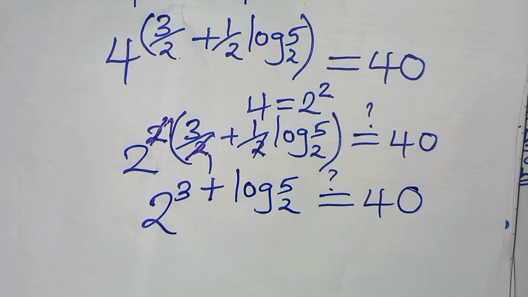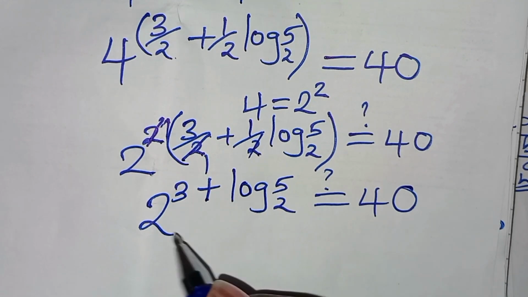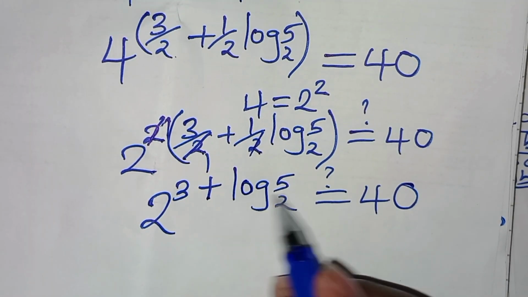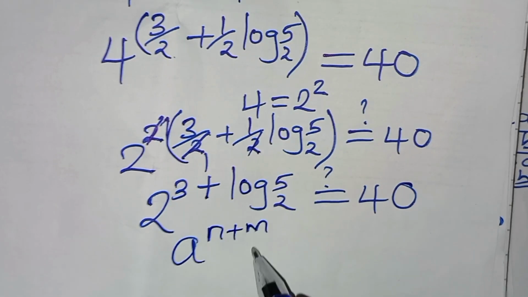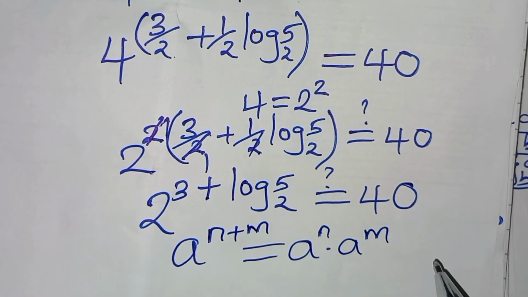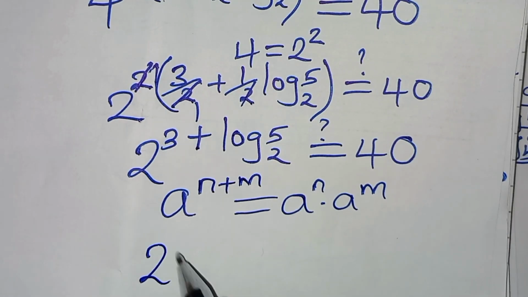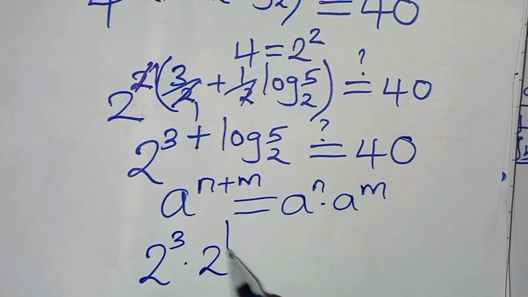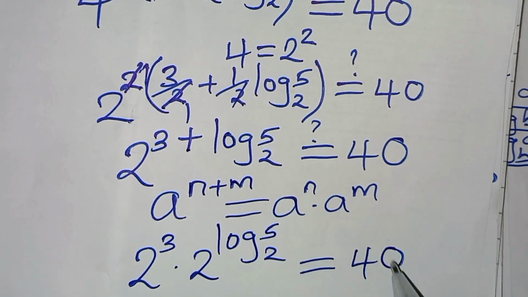The next step here is that 2 to the power 3 plus log 5 to base 2 is in the form of 8 to the power n plus m, which we can express as 8 to the power n multiplying by 8 to the power m. Applying this exponent property, this becomes 2 to the power 3 times 2 to the power log 5 to base 2. This should give us a value of 40.